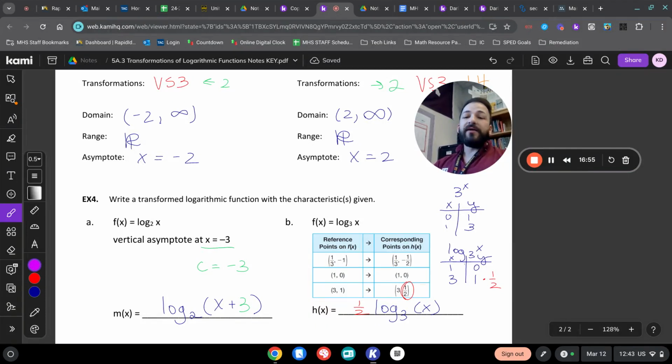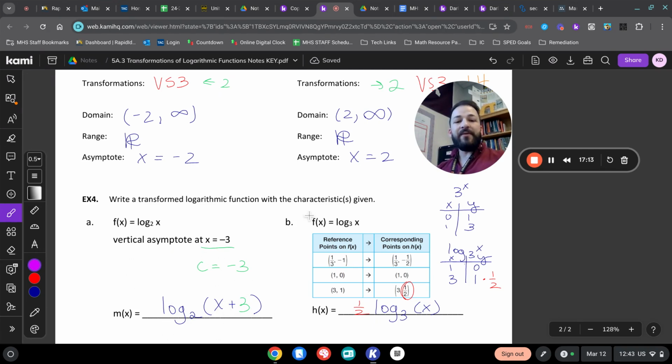All right, y'all, on example 4 for A, the only thing they've told us is that our new vertical asymptote is at x equals negative 3. That means our C value, we've shifted to the left by 3. It's going to be opposite, though, when we add it in. So it is log base 2 of x plus 3 for our actual equation.